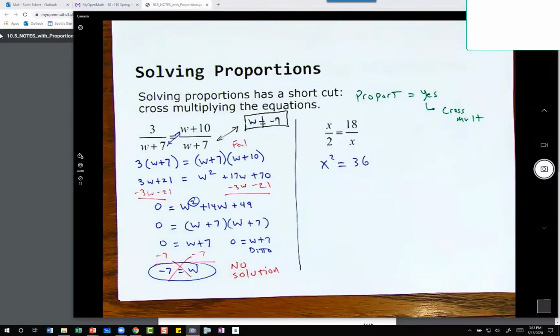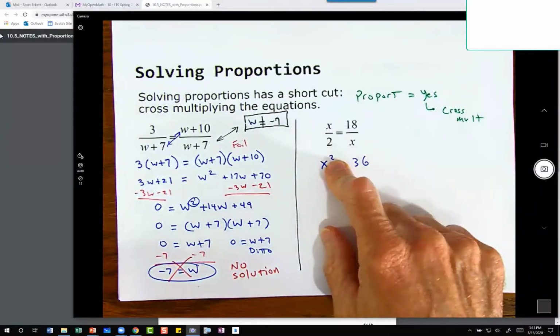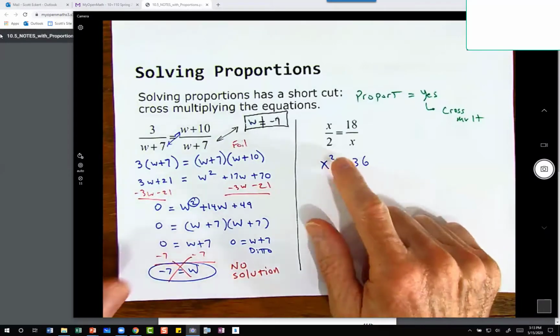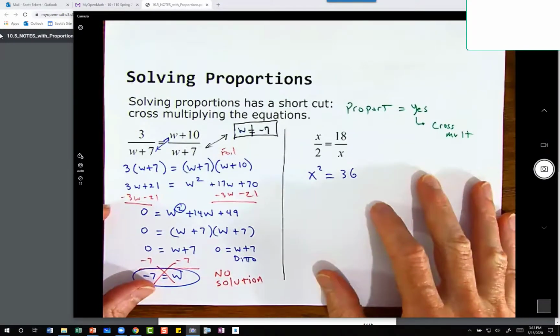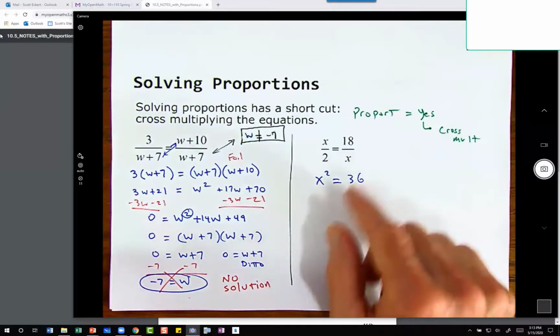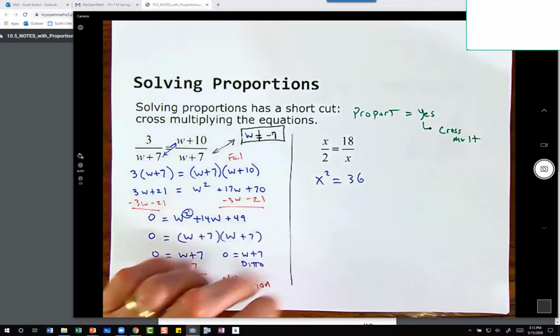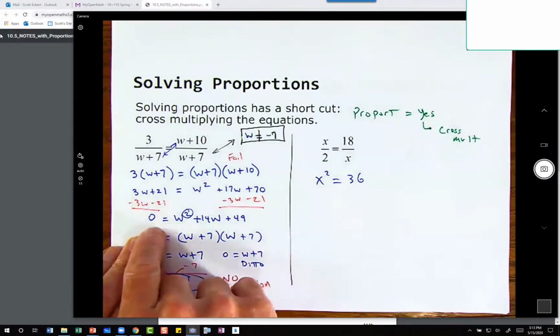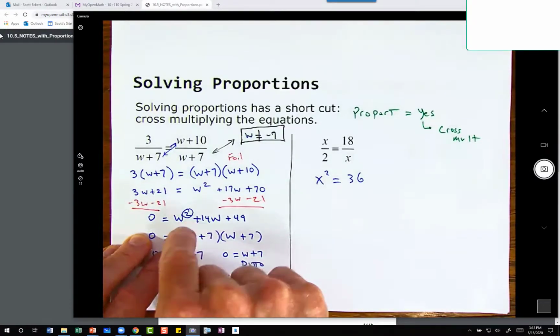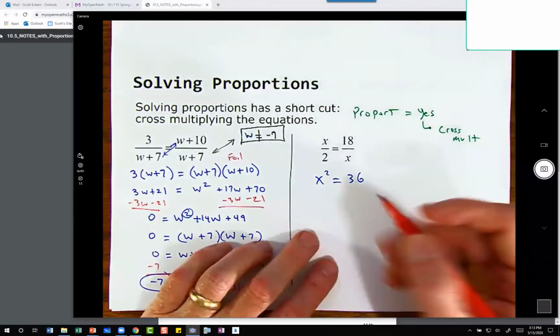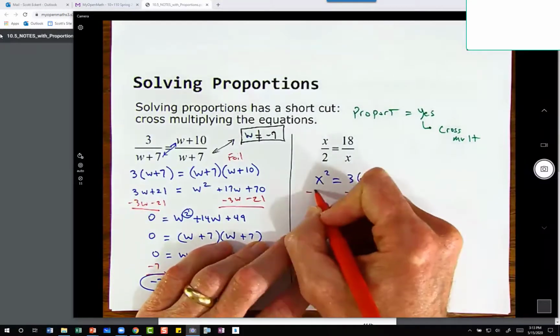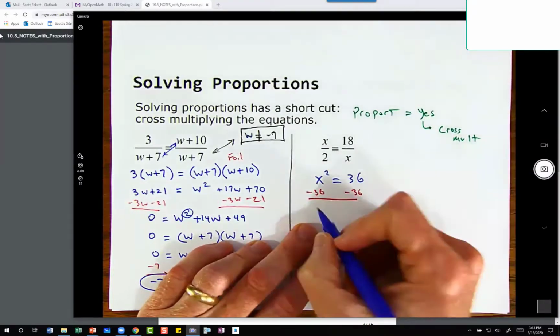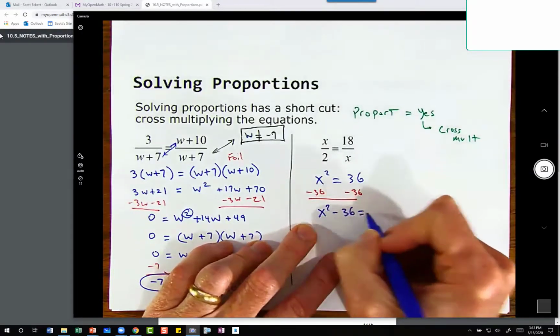How many solutions are there? It's quadratic. We're looking for 2 answers. Now there's a method that we didn't really develop because it's not a high priority method where you can take the square root of both sides. But I'm just going to stick with our quadratic strategy. If it's second power, what do you have to make it equal before you can start? 0. Yeah. Okay, so x squared minus 36 equals 0.